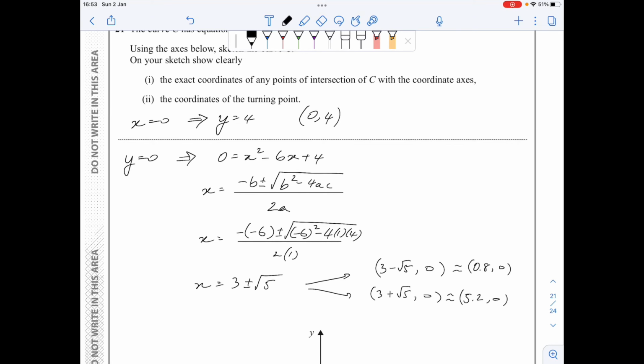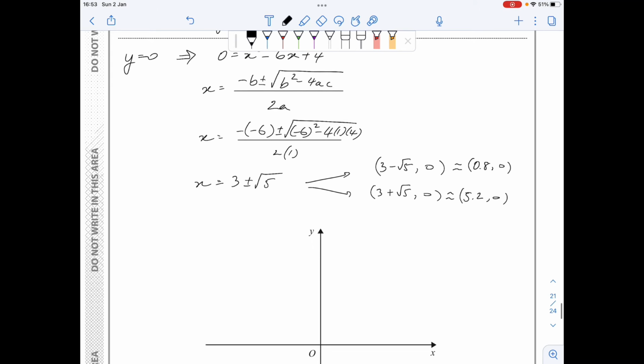Now to find the turning point, I can use either completing the square or differentiation. I will proceed with differentiation. So dy/dx is equal to 2x minus 6. For a turning point, I'm going to set this equal to 0 and solve. x comes out to be 3. And if I substitute this into the original equation, I will get a value of y as minus 5. So (3, minus 5) is my turning point.